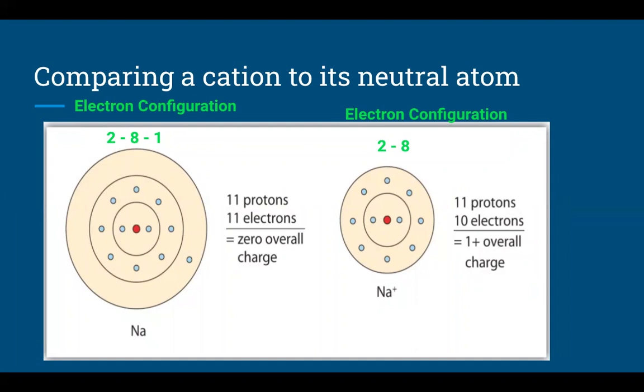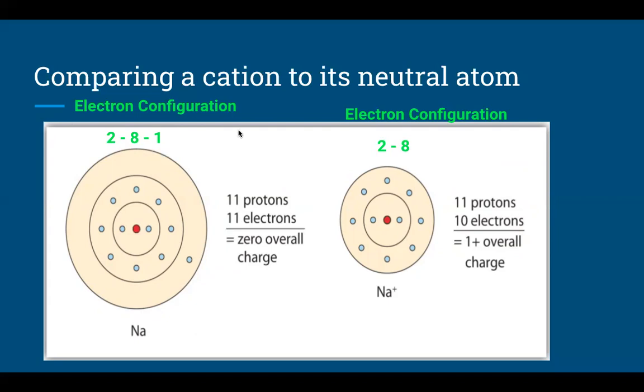If we were going to compare a cation to its neutral atom, on the left side there we have an electrically neutral sodium. The configuration would be 2, 8, 1. So there'd be 2 in its first orbital, 8 in the second, and then 1 in the last. We can compare that to a Bohr model. You can see there's 2 in the first orbital, 8 in the second, and then 1 on the outside.